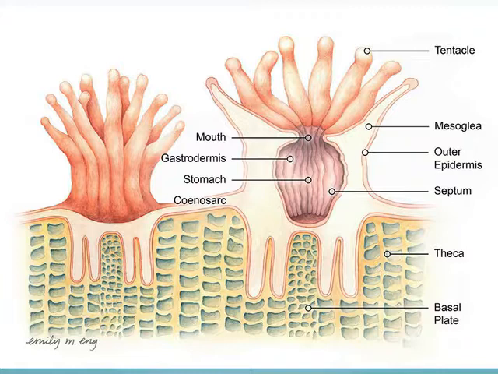And the structure of the polyp itself is pretty similar to all other cnidarians that are polyps. So they have tentacles so that they can catch food. They have a mouth, they have a stomach, but they have some other stuff like an outer epidermis, a gastrodermis, a mesoglea, a septum, and a choanosarc. Choanosarc is basically just a tissue that connects each polyp together.